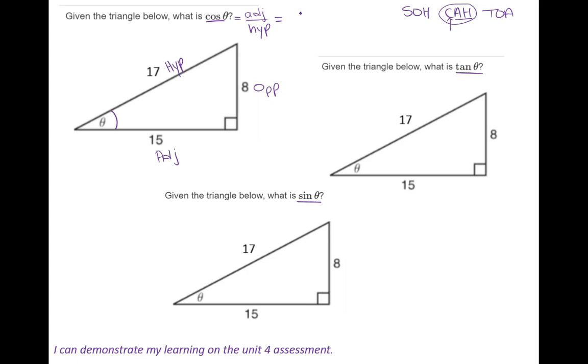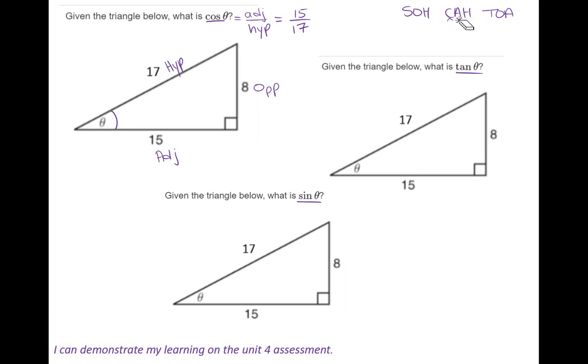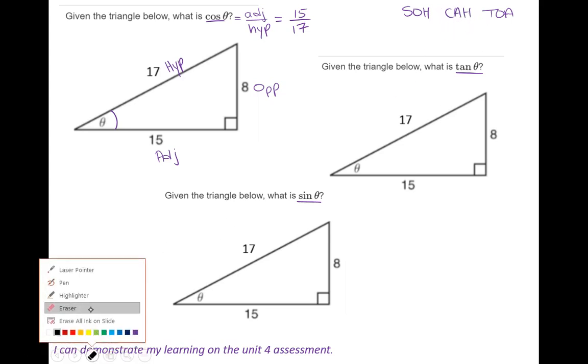So I fill in the numbers. Adjacent is 15 and hypotenuse is 17. Then I'm going to move over to the next trig function that we're asked for, which is tangent.